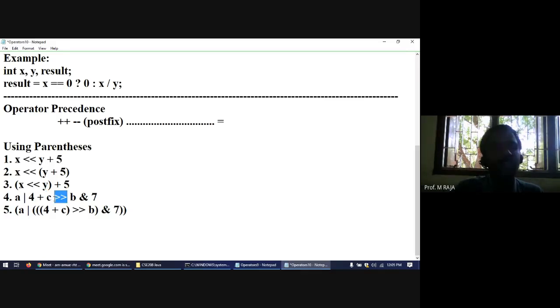operator. 4 plus c is evaluated and then bitwise right shift operation is performed b times. And then the logical and, sorry, this is not a logical and, what one? Bitwise and. 7 is one integer. Here you will get one integer. Then the bitwise and operation is carried out.